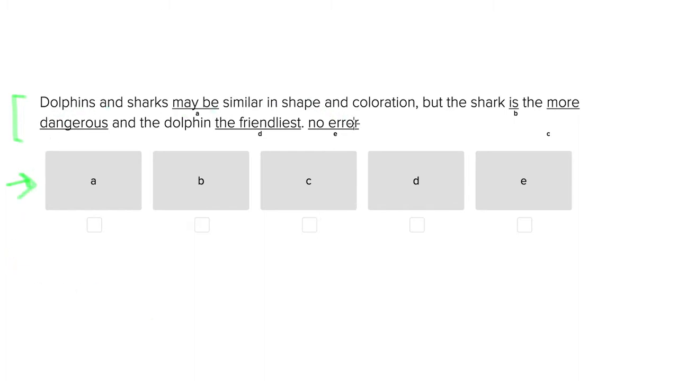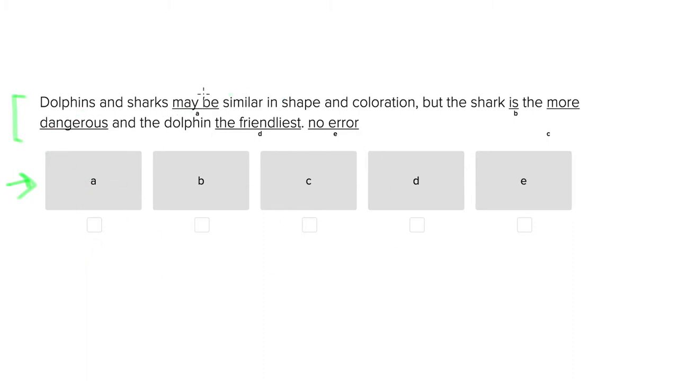Dolphins and sharks may be similar in shape and coloration, but the shark is the more dangerous and the dolphin the friendliest. So the idea is that even though dolphins and sharks look similar, the shark is more dangerous than the dolphin, and the dolphin is more friendly than the shark. Well, let's go ahead and see which of these answers make sense then.